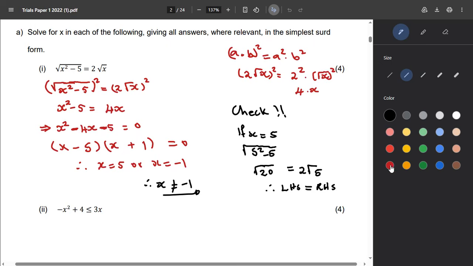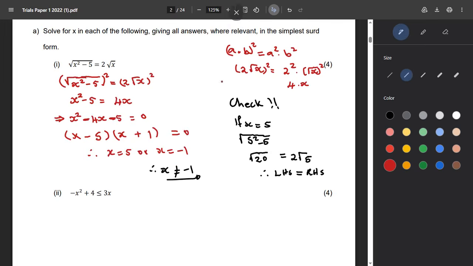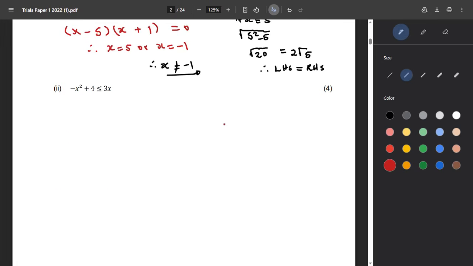I'm just going to move to the next question. On the next one, we need to work on minus x squared plus 4. This is an inequality, and when you work with inequalities, you need to treat it as an equation, the very same thing that you do in an equation. First things first, make everything be in the correct standard form. That is minus x squared, then minus 3x, then the 4 is still positive. They should be less than or equal to 0.